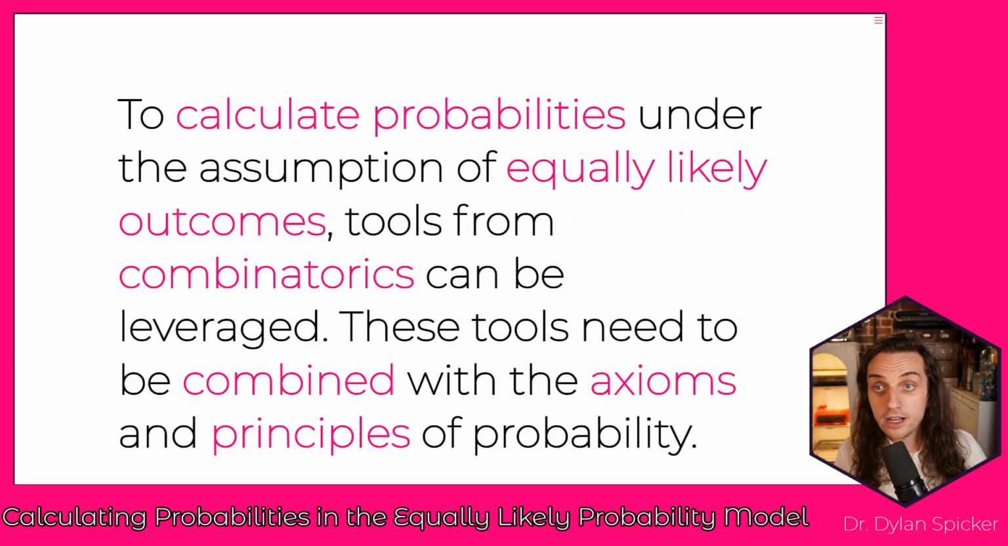Okay. So to calculate any probabilities under the assumption of equally likely outcomes, tools from combinatorics need to be used. These tools will be combined with the axioms and the principles of probability in order to actually work through our different probability rules here. But ultimately, we're still going to be relying on the fundamentals of probability. So the equally likely probability model comes up very often. It's not the only probability model that's going to be relevant, but it is sufficiently relevant that it's worth studying in its own regard.